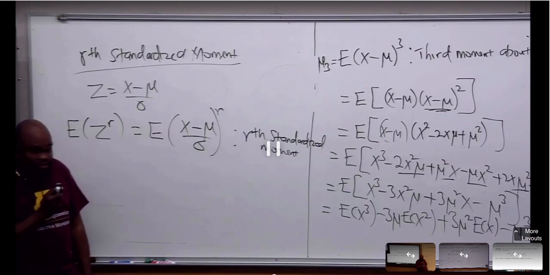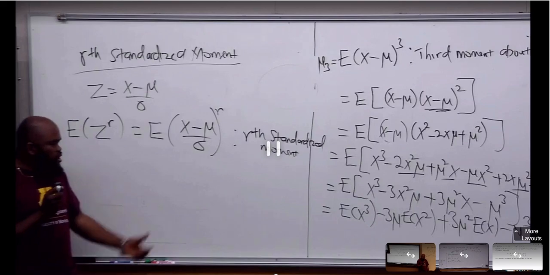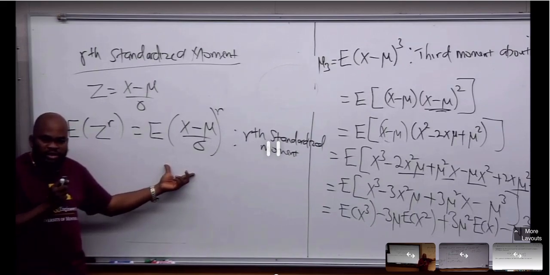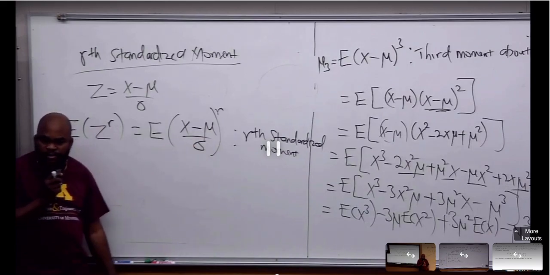Now, when R equals 1, we said it's going to be 0. When R equals 2, what happens? Can somebody tell me? When R equals 2, what would be the result? When I plug in 2 here, what is going to happen? What is the answer? Do you want to work it out?